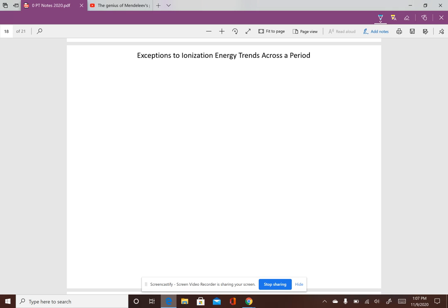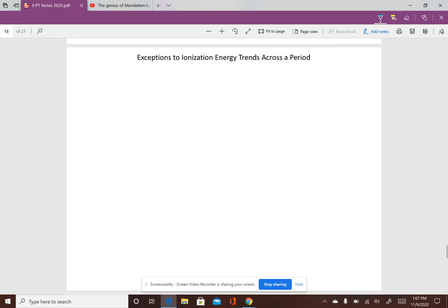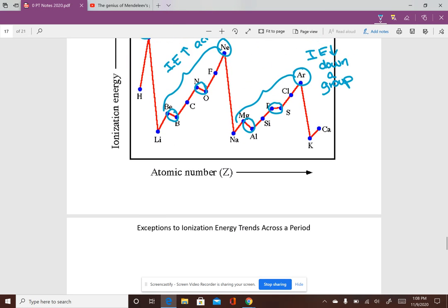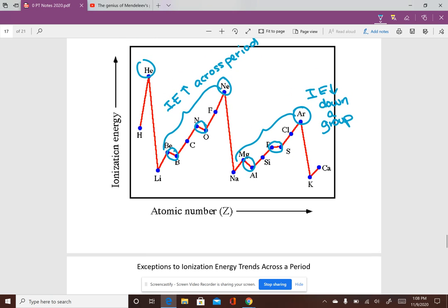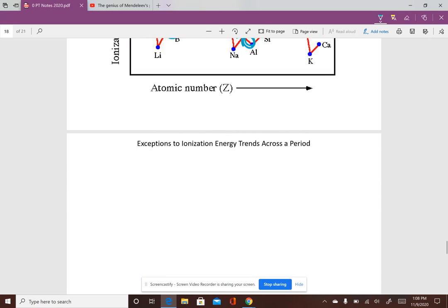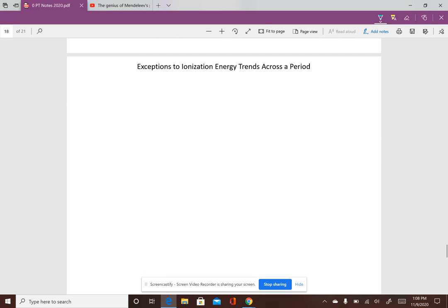Guys, in the last video, we talked about how ionization energy changes as we go across a period and down a group. And I told you today that we were going to talk about the exceptions. So these spots that we circled, where ionization energy should increase as I go across a period, in these cases, it went down. All right.